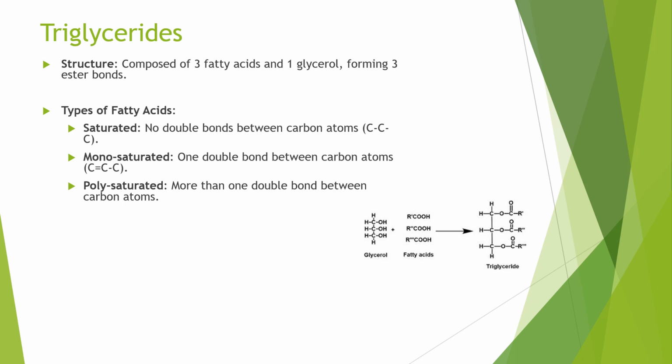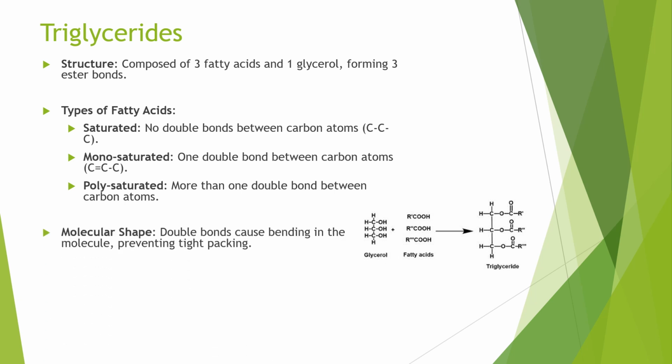Fatty acids can vary in their bonding patterns. Saturated fatty acids have no double bonds between their carbon atoms, meaning all carbon atoms are fully saturated with hydrogen atoms. This structure allows them to pack tightly together. Monounsaturated fatty acids contain one double bond between carbon atoms. This introduces a kink in the molecule, which affects how tightly they can pack together. And polyunsaturated fatty acids have multiple double bonds between carbon atoms, leading to even more bending and less dense packing.